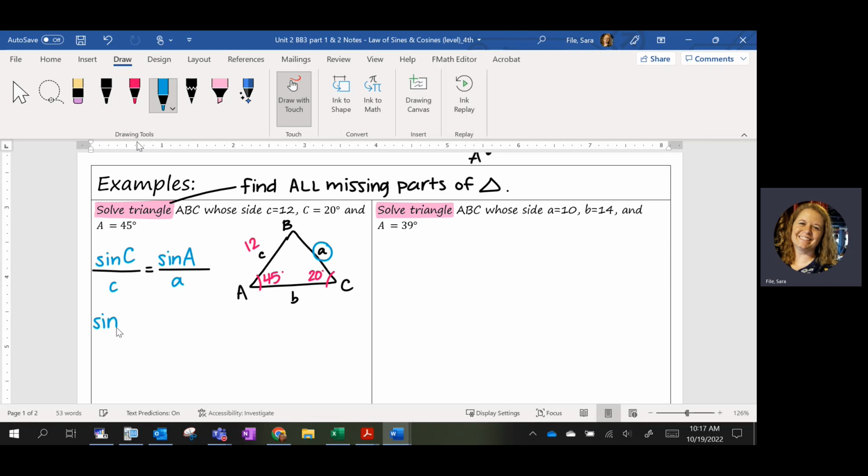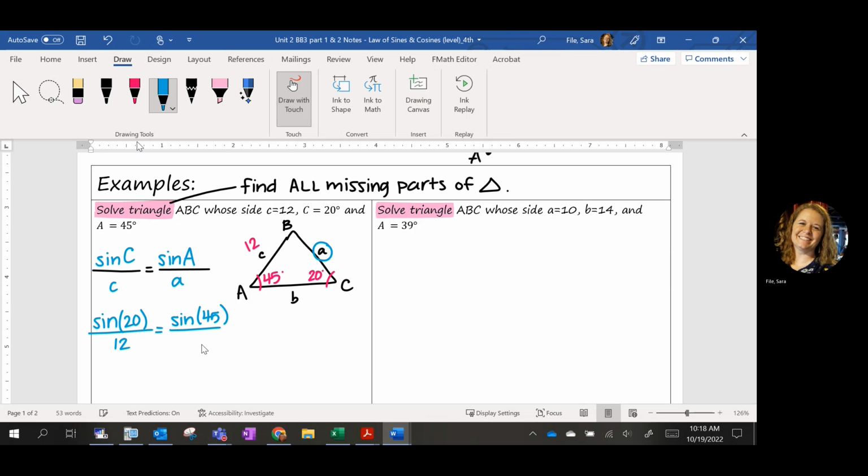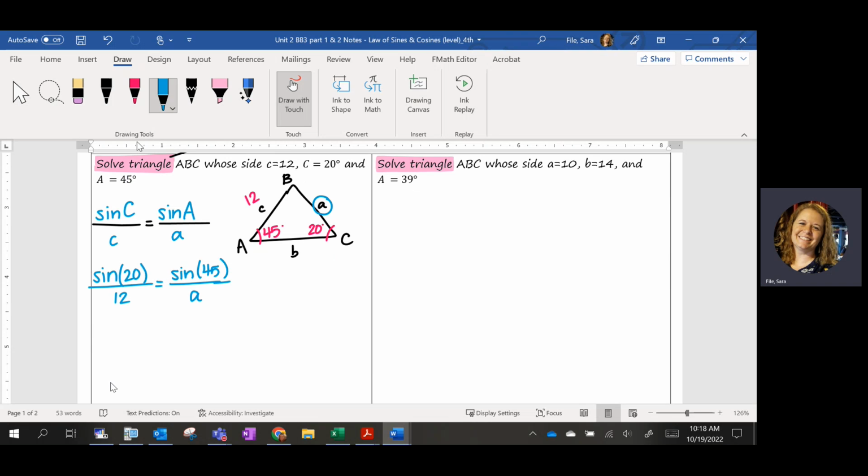So I'm going to plug in what I know. I know angle C is 20, side C is 12. I know angle A is 45. Side A, that's our unknown. That's what we're solving for. So far, so good in the setup. All right. Who remembers how to solve proportions?